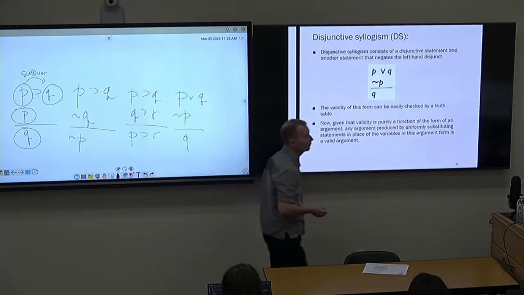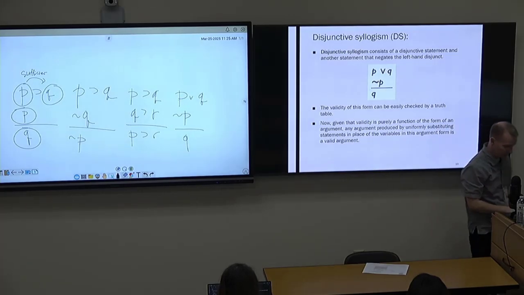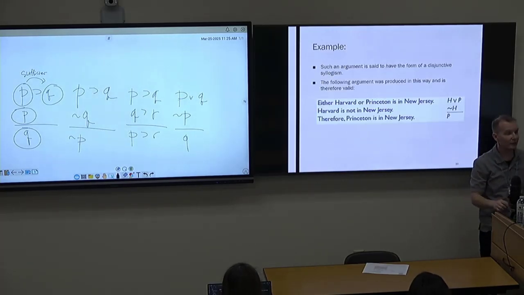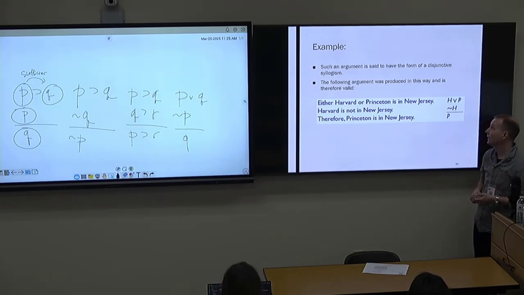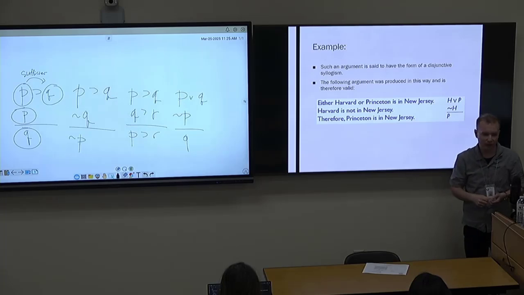Okay. Let's see the argument which has this form. Either Harvard or Princeton is in New Jersey. Harvard is not in New Jersey. Therefore, Princeton is in New Jersey. So we saw this before. This is yet another valid form.